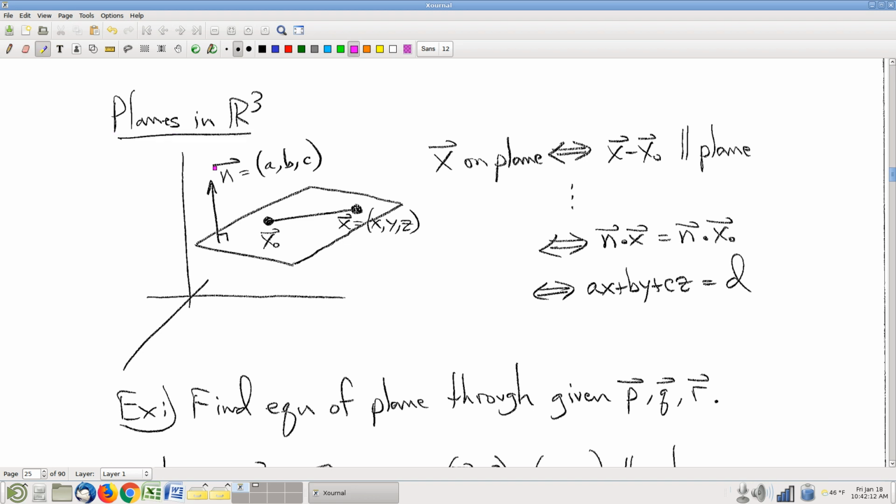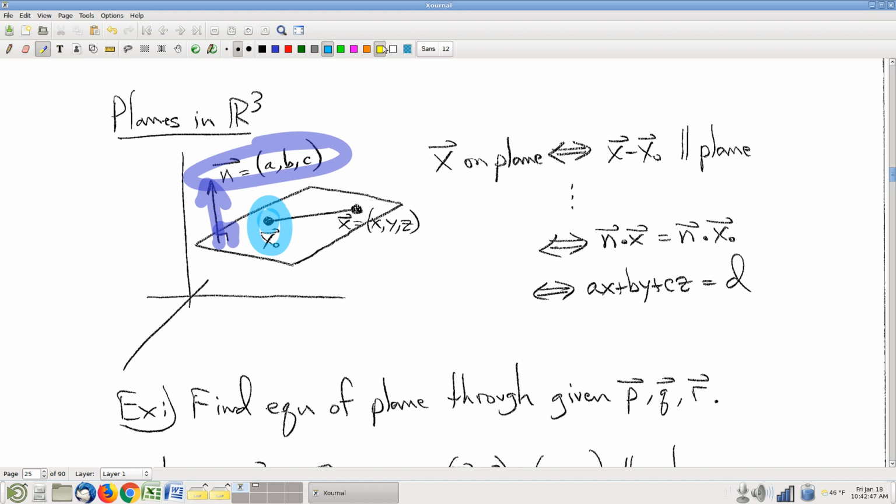I'll first argue that if you give me a vector perpendicular to the plane, and if you give me a point, a point that's in the plane, that uniquely characterizes that plane, right? There's a bunch of planes perpendicular to that n vector, right? But only one of them goes through a given point. So these two geometric objects uniquely characterize that plane.